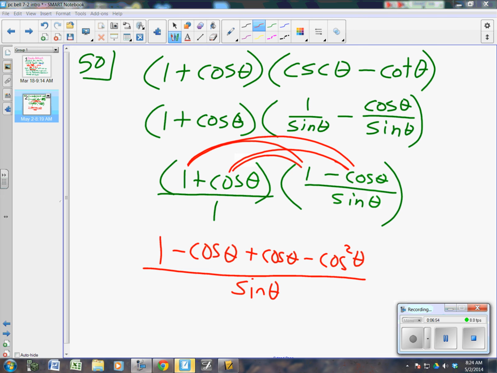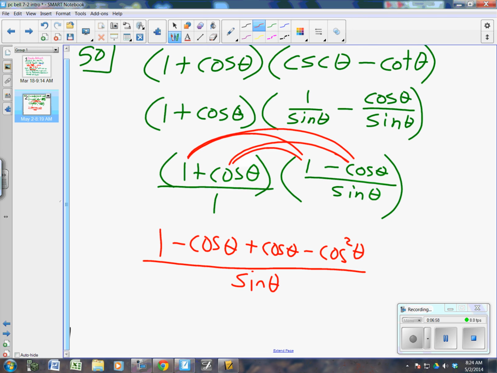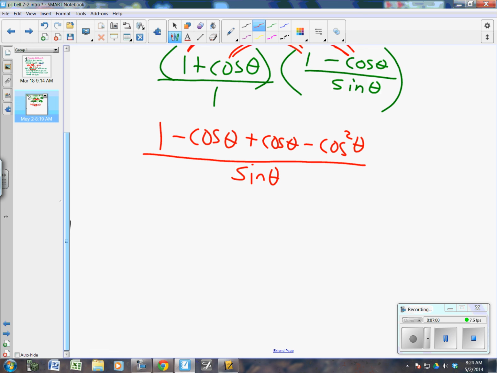Combine like terms on the top. What is that going to give us if I combine like terms on the top? Yeah, because these two in the middle add up to 0, don't they? So 1 minus the cosine squared of theta all over the sine of theta.